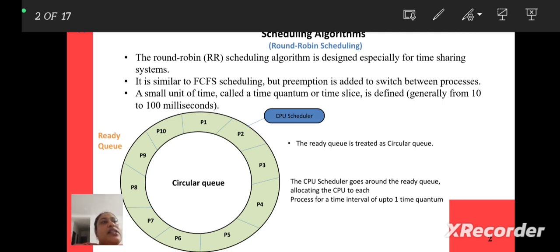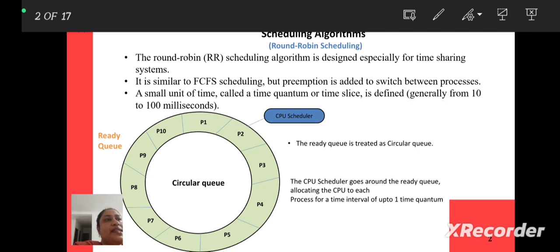Whether the CPU burst of the process is greater than the time quantum or not does not matter, but this specific time quantum is assigned to each process. The process will be allowed to execute only for that time quantum in the first round, and after that the CPU will be given to the next process waiting in the ready queue, which also executes for that time quantum, and then the CPU is given to the next process, and so on.